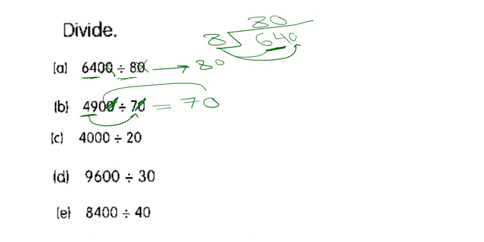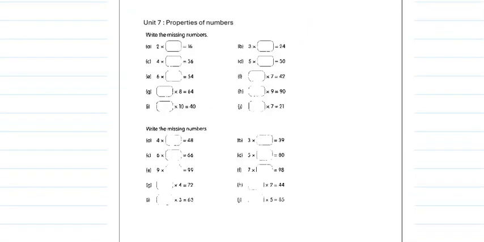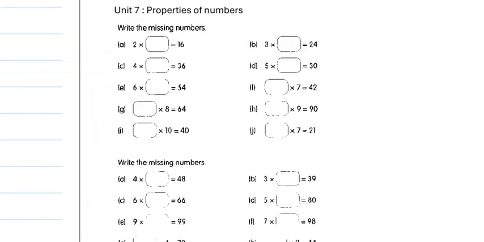Let's check this one. The 0 eats the 0, and we have 400 divided by 2. Divide just 4 by 2. How many 2's in 4? You will find the 2, and we have here 2 extra zeros, and so on. If you have a missing number in multiply, then you can divide to find the missing number. 2 multiplied by what gives you 16? You can say that 16 divided by 2 gives me 8, and so on.